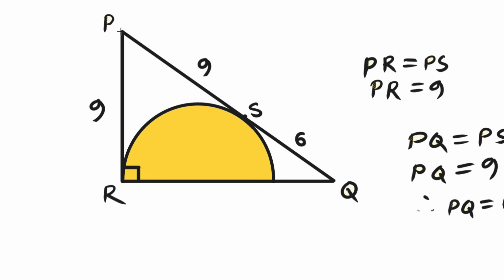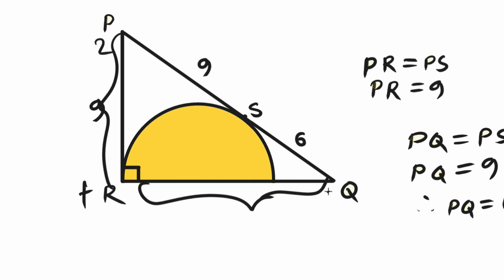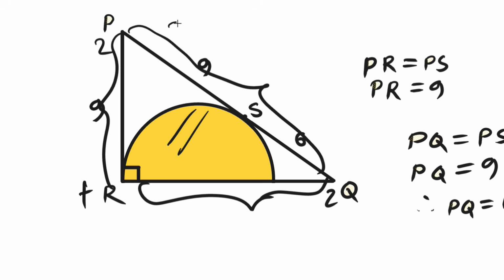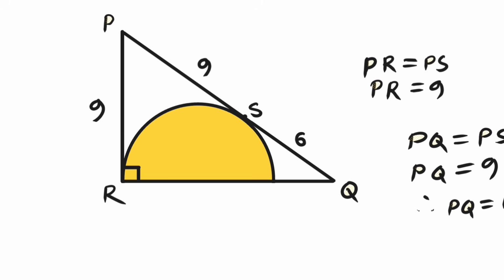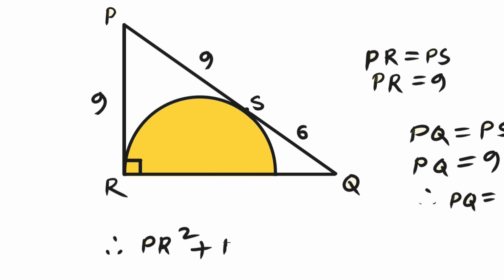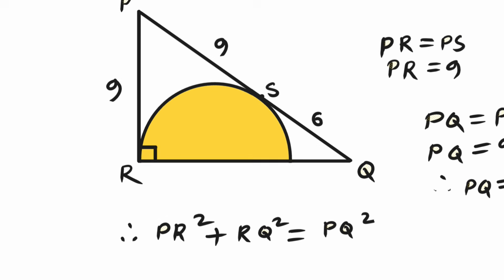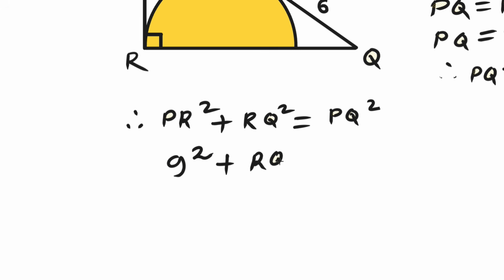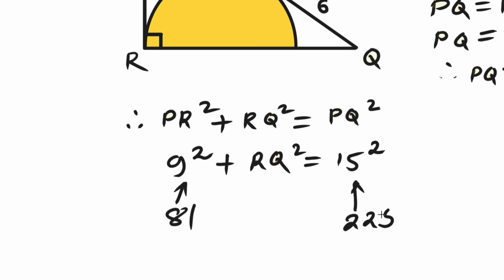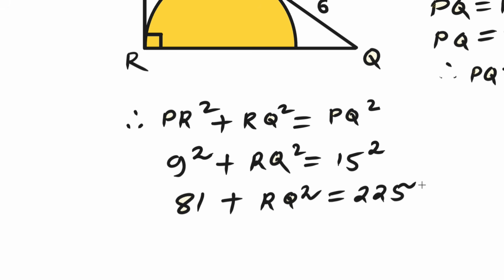Now we can use the Pythagorean theorem to find the remaining side, RQ. Before applying it, remember that for a right triangle, the square of one leg plus the square of the other leg equals the square of the hypotenuse. So we have PR squared plus RQ squared equals PQ squared. Now substitute the values we know. That gives us 9 squared plus RQ squared equals 15 squared. 9 squared is 81 and 15 squared is 225. So we get 81 plus RQ squared equals 225.